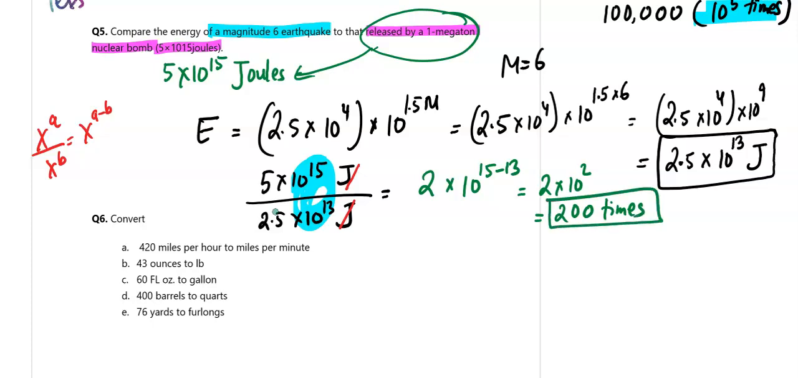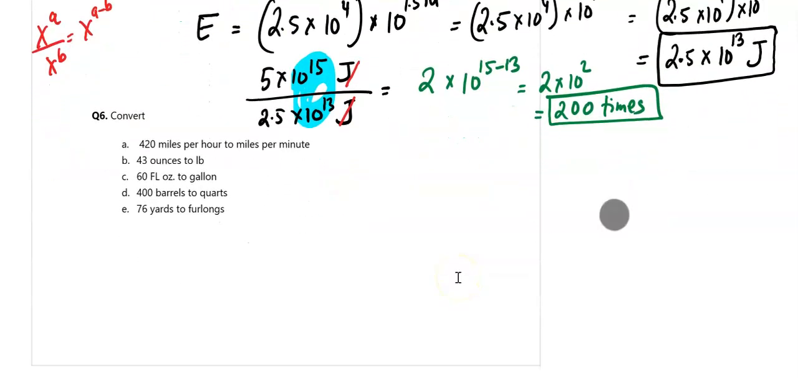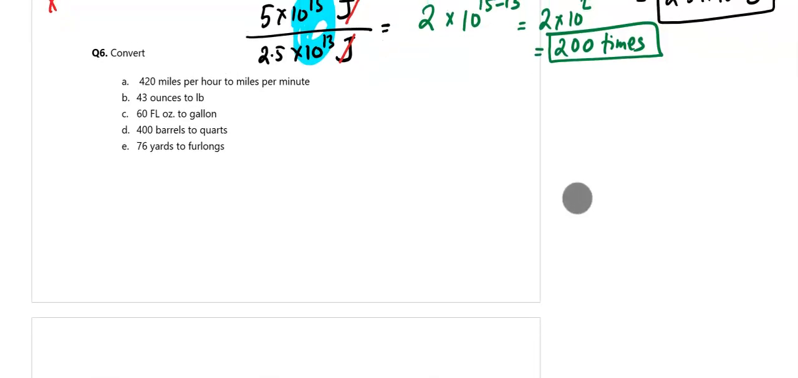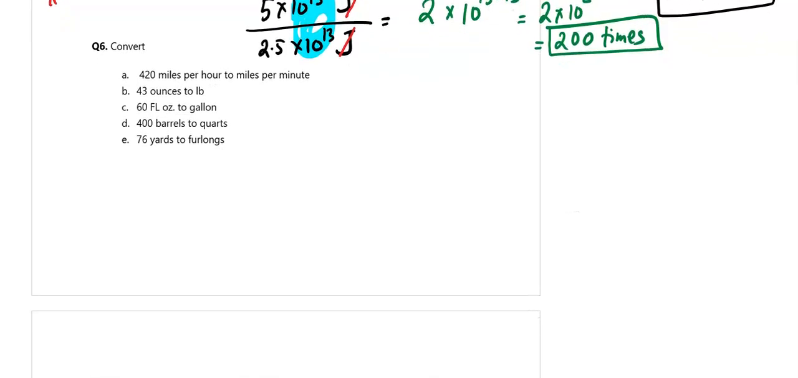So if you compare, you can say that the energy released by this 1 megaton nuclear bomb is 200 times bigger than the energy released by a 6 magnitude earthquake. Okay, next question, conversion of the unit. A, convert 420 miles per hour to miles per minute.